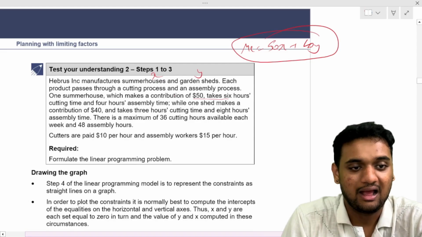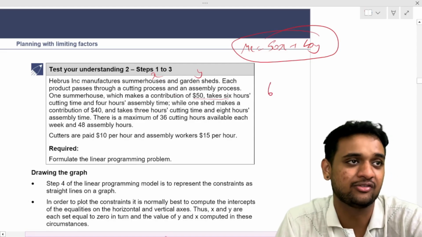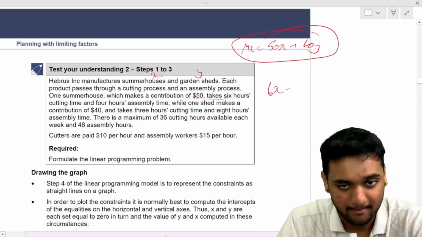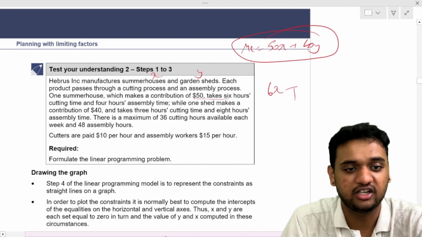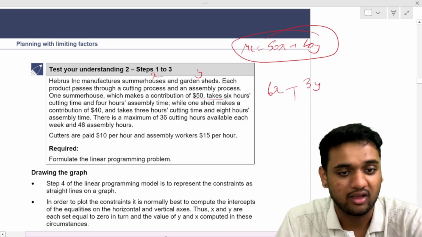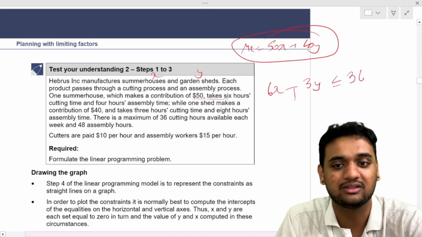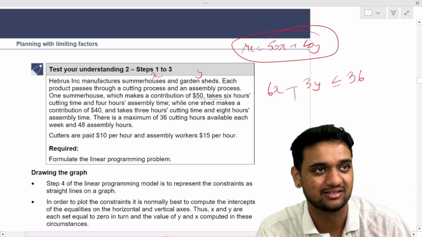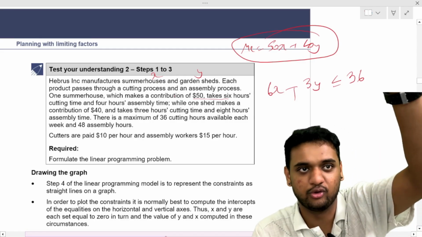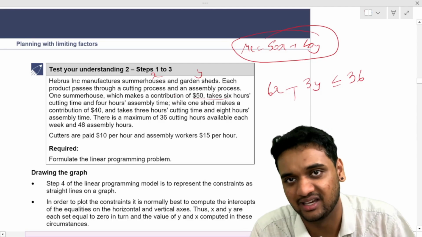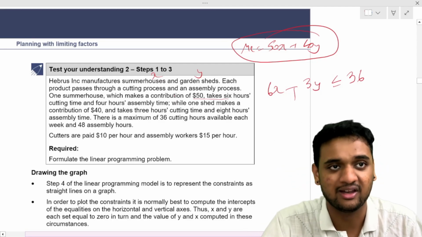Summer house takes 6 hours of cutting time into X number of units you are going to produce, plus garden shed takes 3 hours of cutting time, so 3 into Y. The cutting time should be less than or equal to 36 hours. Understood? This takes 6 hours, this takes 3 hours. 6 hours into X units, 3 hours into Y units, total cutting time will be less than or equal to 36 hours. Understood? To put it in an easy way, listen to me.